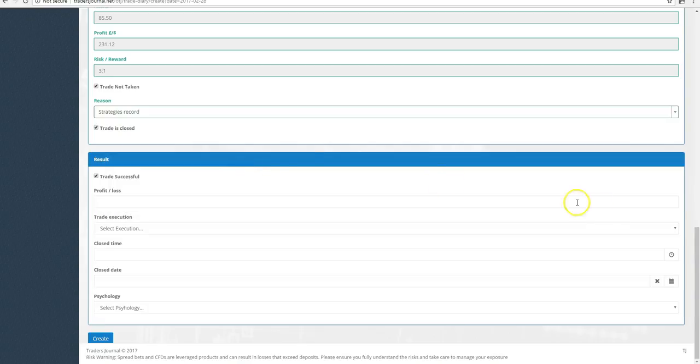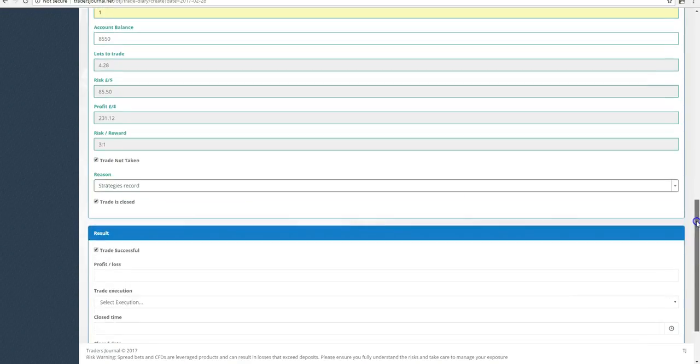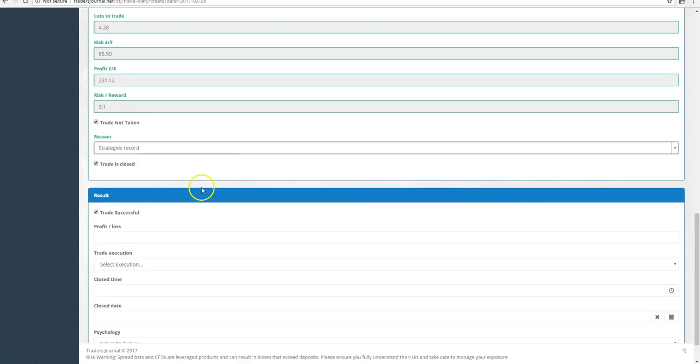So, profit and loss. Well, as we saw earlier on our chart, where is it? It's somewhere in here.